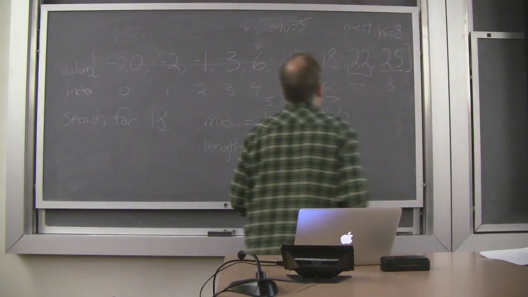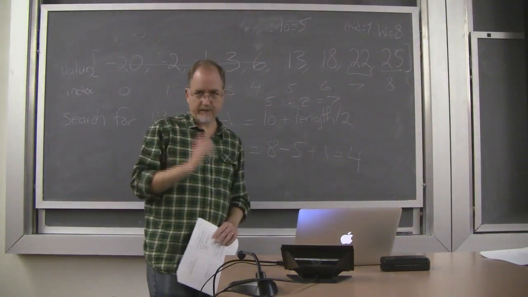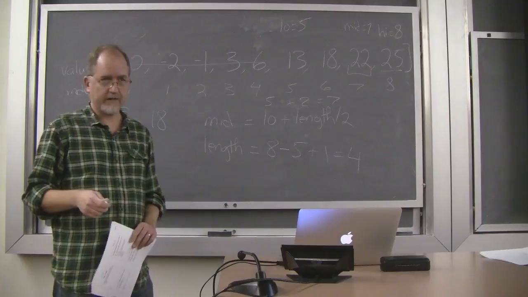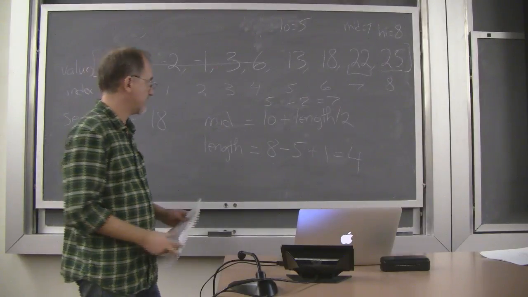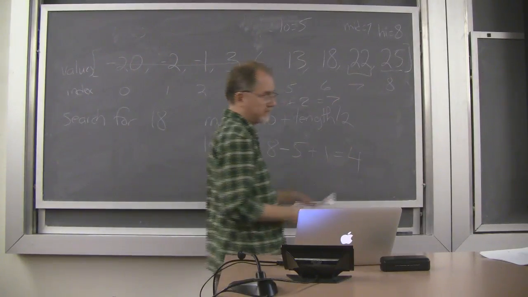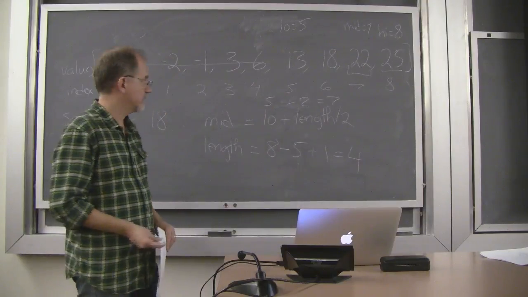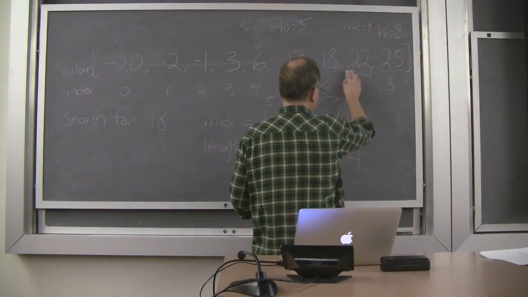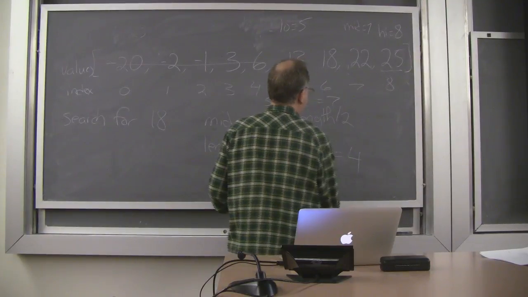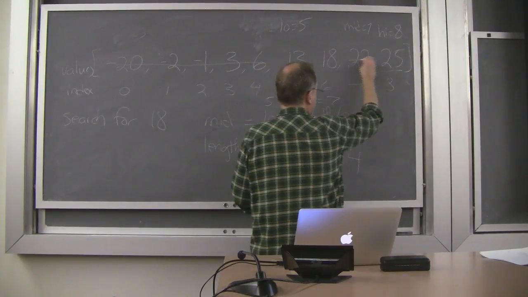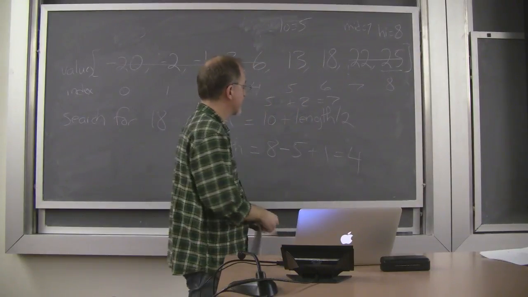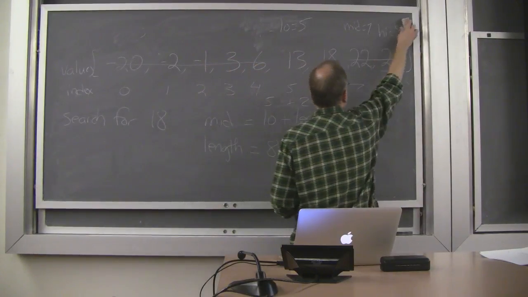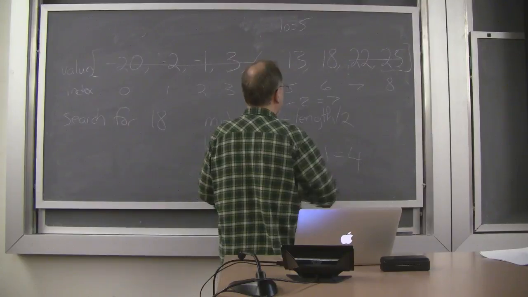We're just like on the high rate. We just hit the cruise control and we're just going, right? Because it's all the same after this. We say is 22 18? No, it is not. Is 22 bigger or less than 18? It is bigger, which means that we're going to trash it and the stuff to the right of it. We now set high to mid minus 1.